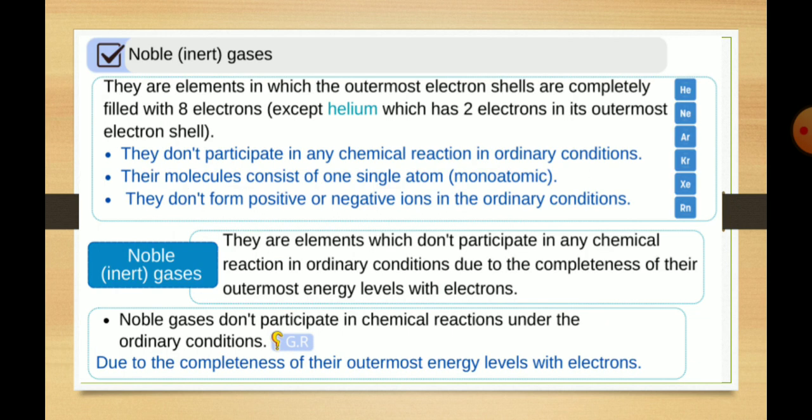Number 3, noble gases. They are elements which don't participate in any chemical reaction in ordinary conditions due to the completeness of their outermost energy level. So what about the properties of noble gases? They don't participate in any chemical reaction in ordinary conditions, and their molecule consists of one single atom, monoatomic, and finally, they don't form positive or negative ions in ordinary conditions.